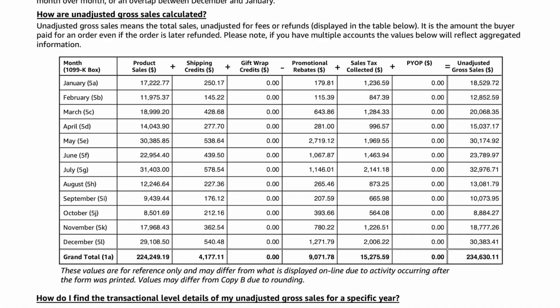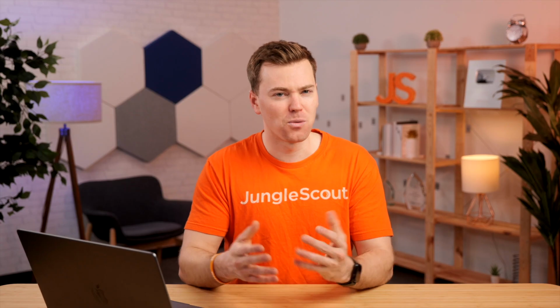Okay, so going back to the 1099-K form, it's important to know that Amazon is actually adding your sales tax to your gross sales amount. So why do they do this?